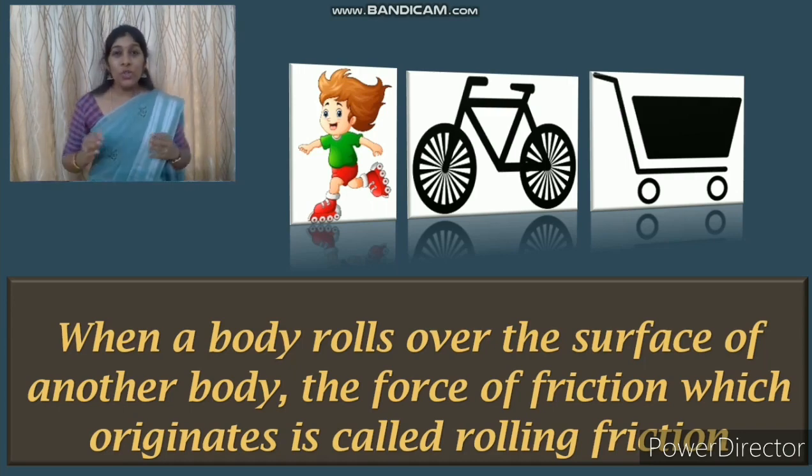Clear? Okay. So now you have to observe a video. After that, you have to fill the unlabeled chart. Are you ready to watch a video?